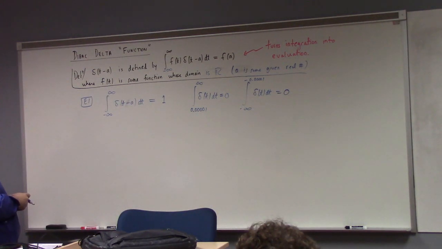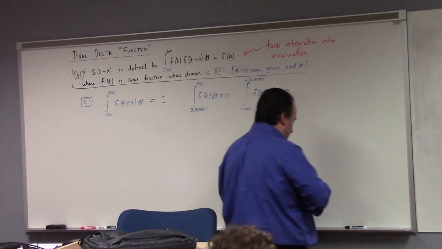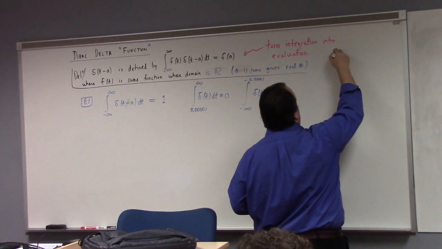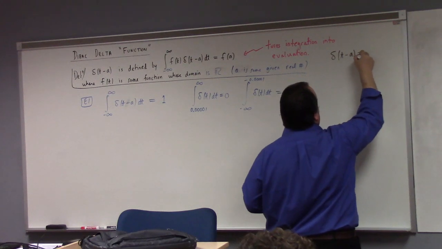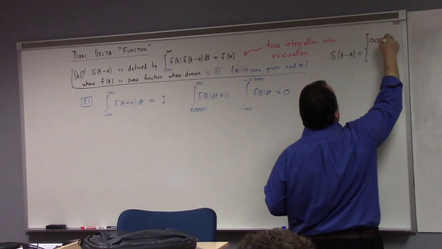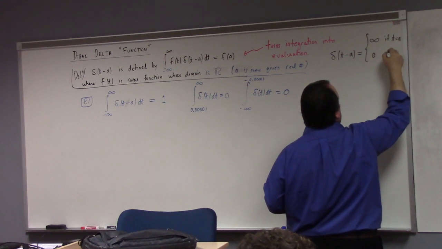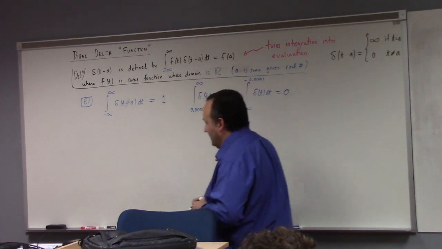I guess that's not clear yet from my definition. To complete the definition, I suppose I probably should say this. I mean, maybe it's a corollary, however you want to look at it. But oftentimes you'll see people say this: delta of t minus a is infinity if t is equal to a, and it's 0 if t is not equal to a. That does describe its behavior pretty well.